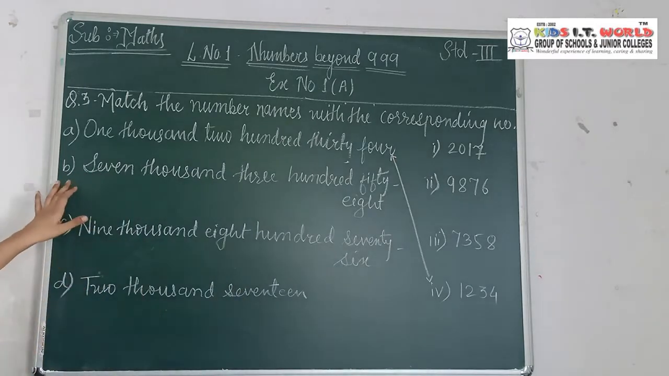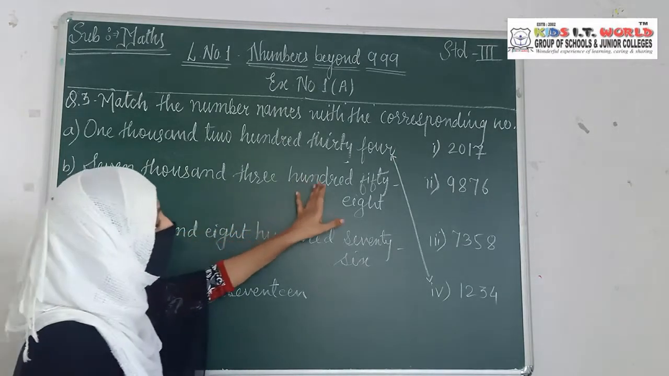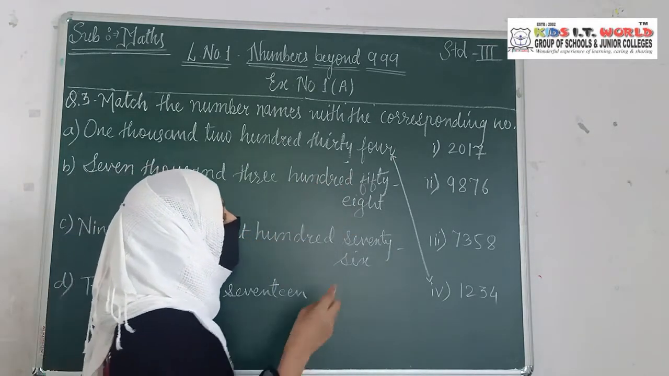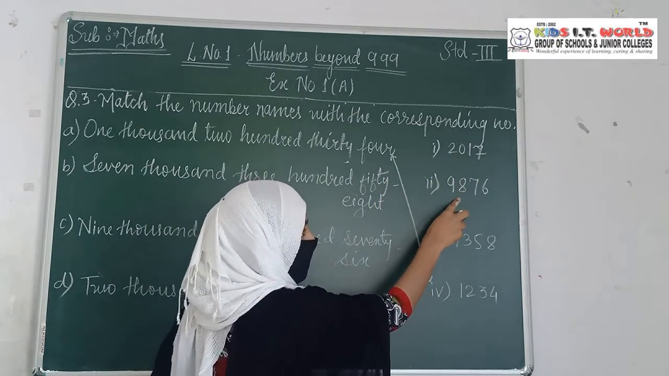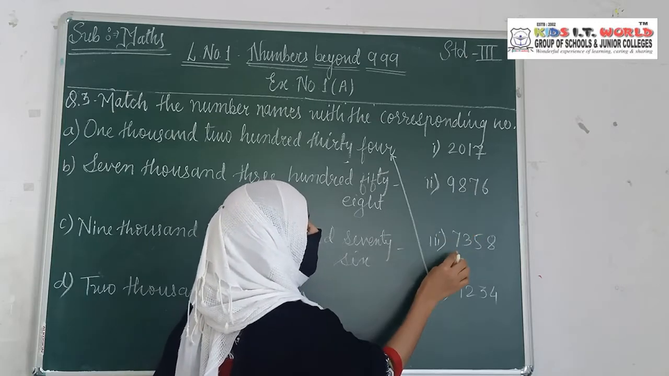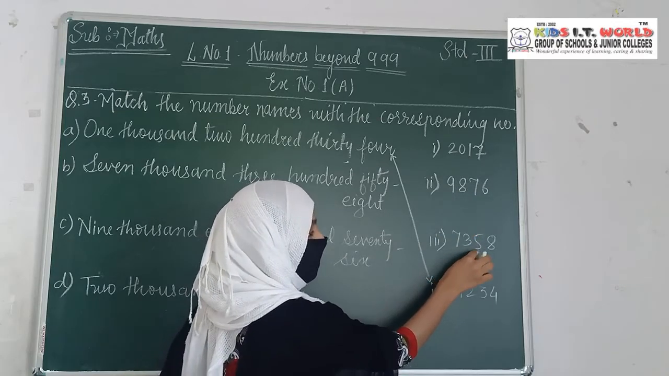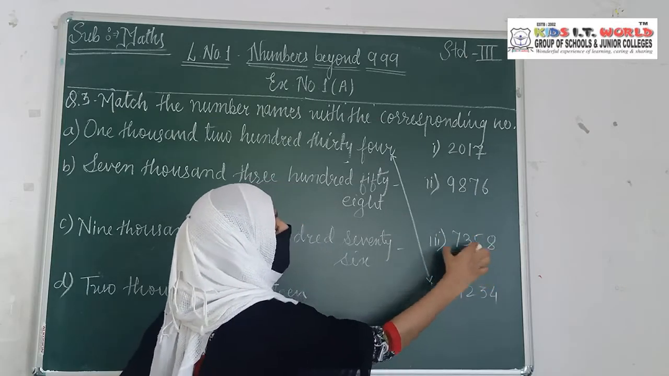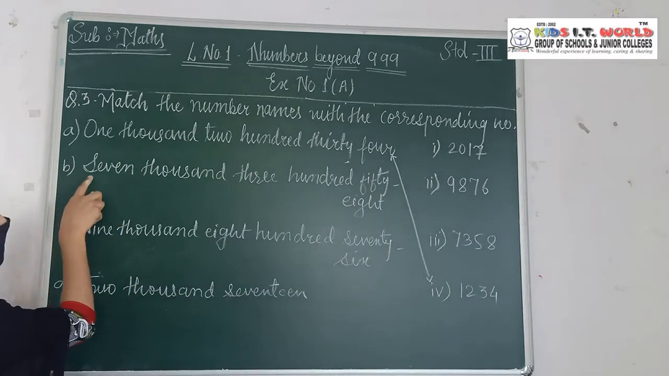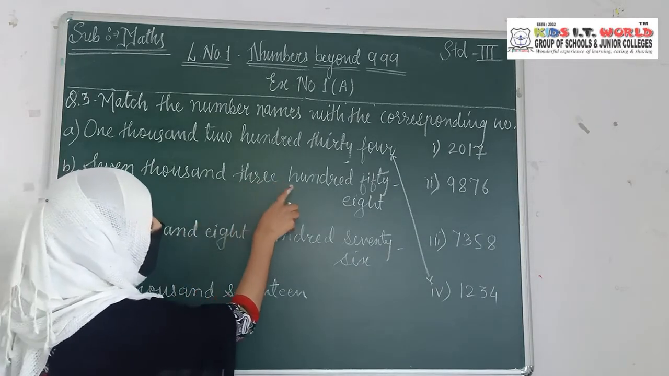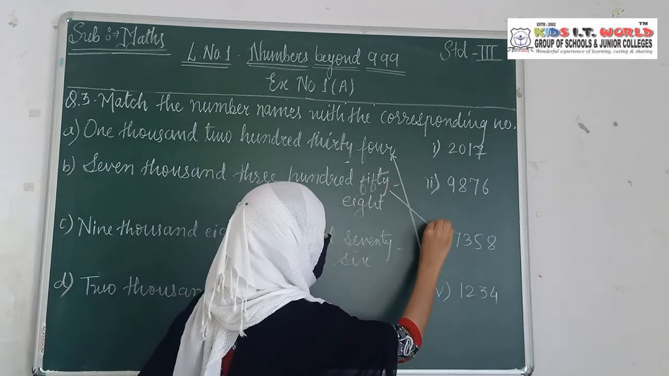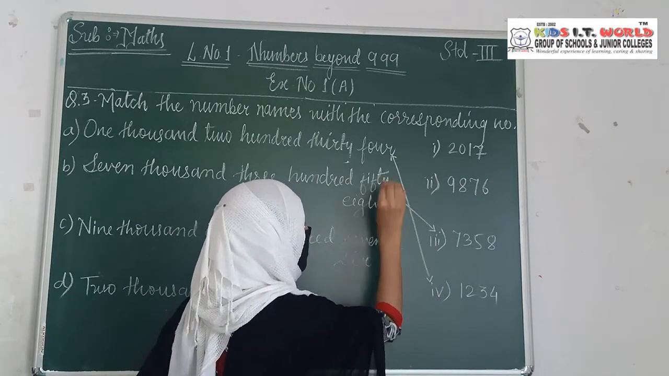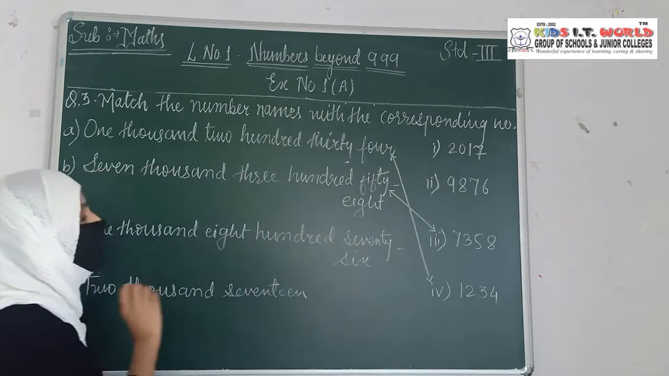Now the next one, 7358. Now read the question. It is 2017. It is 9876. This is 7358, which is the correct answer for the B1, that is 7358. So you will match this second one with the third one. Draw this line carefully with the pencil and scale.